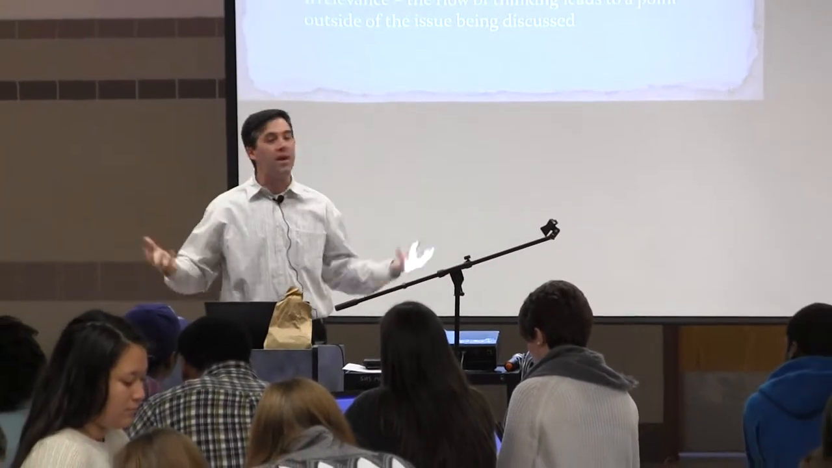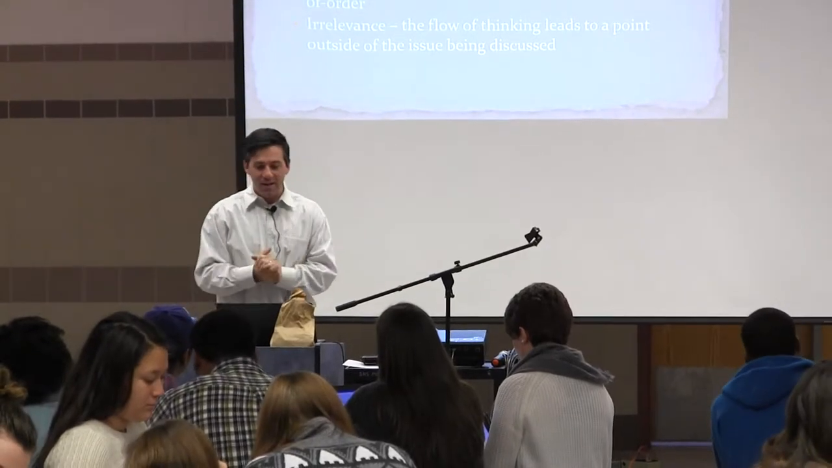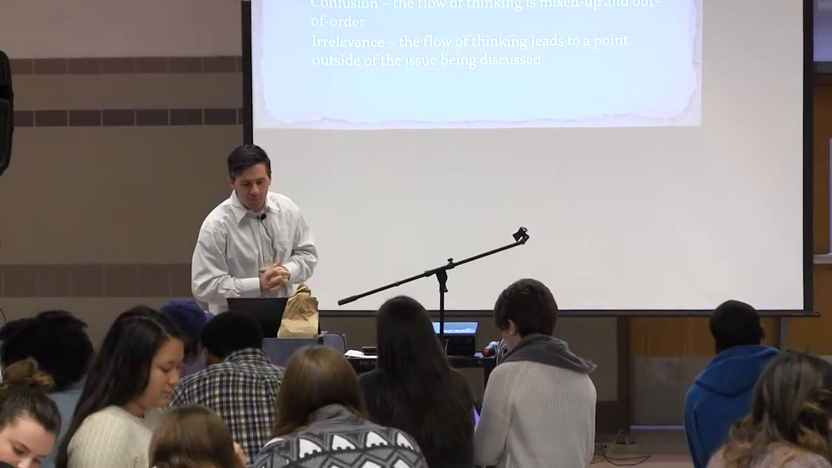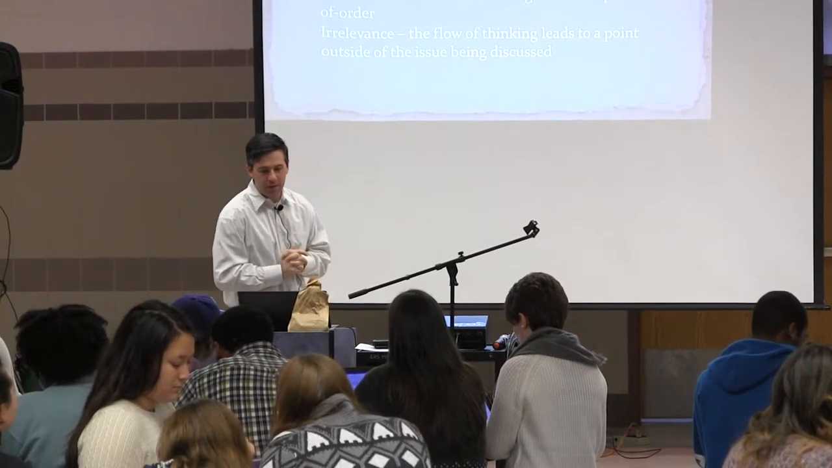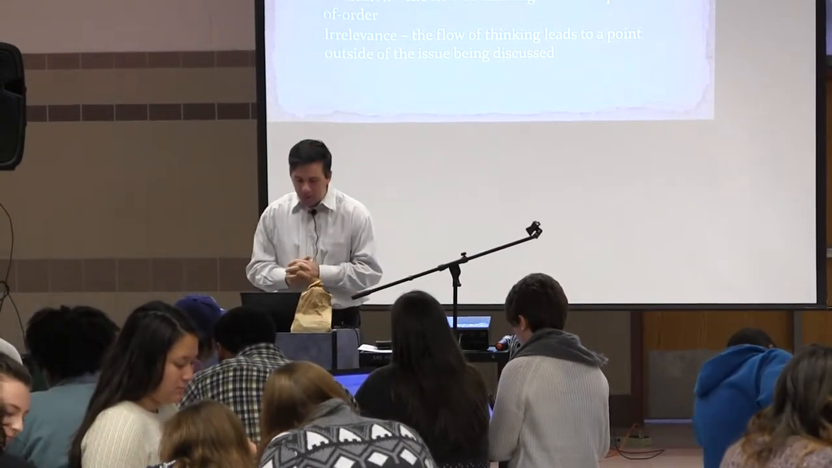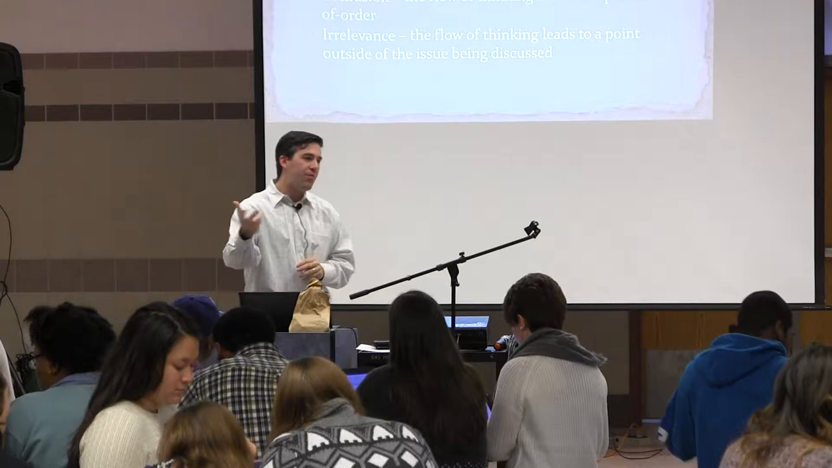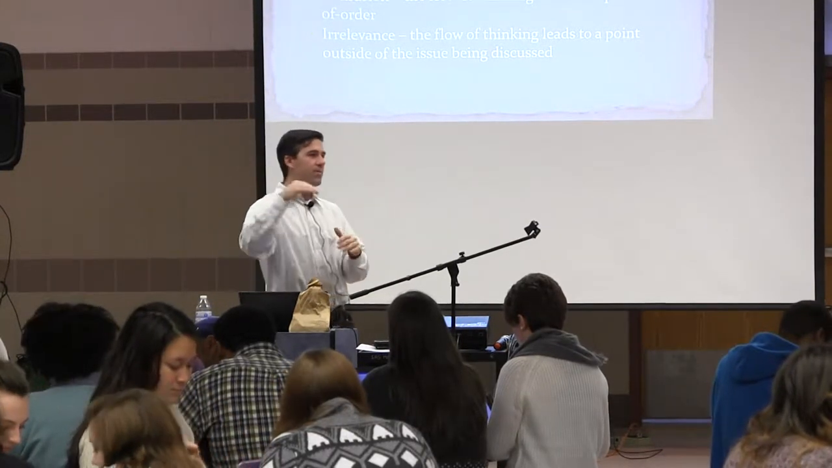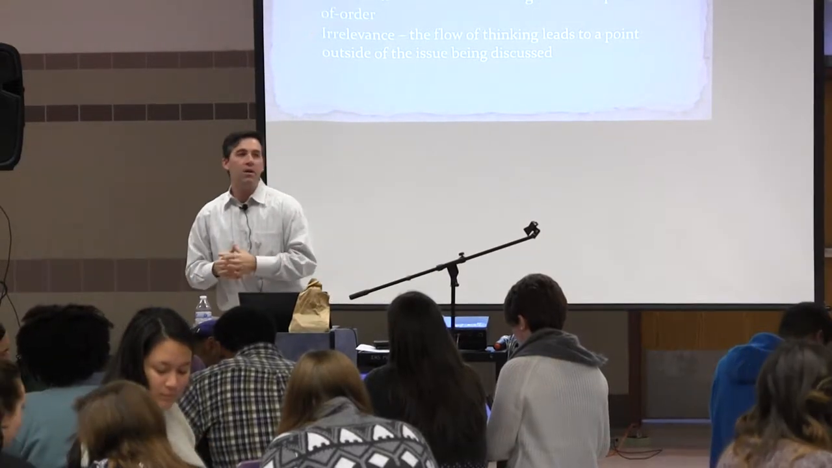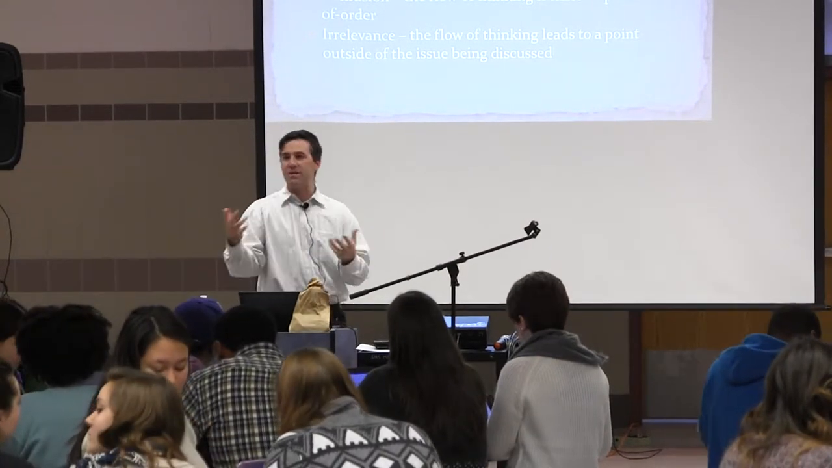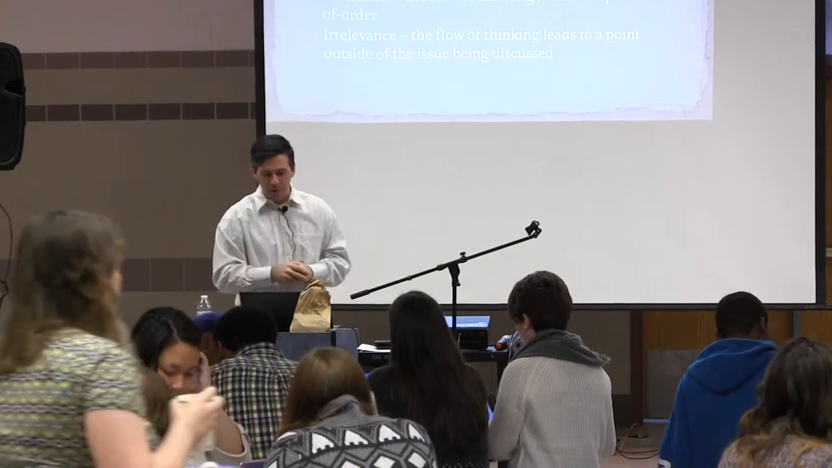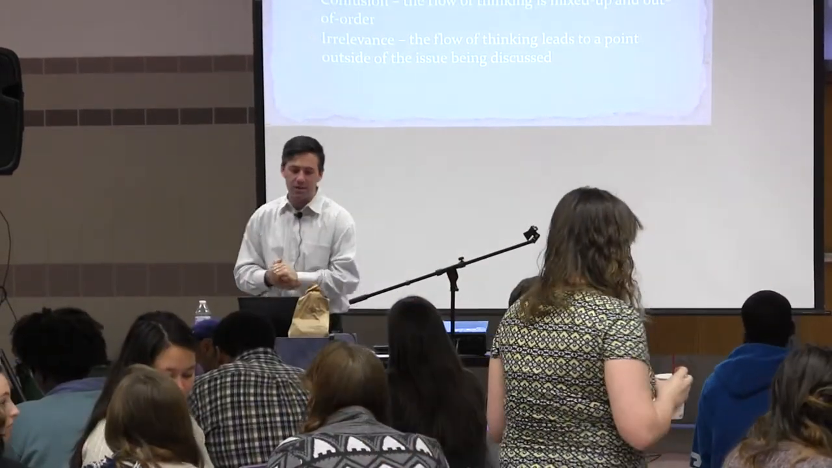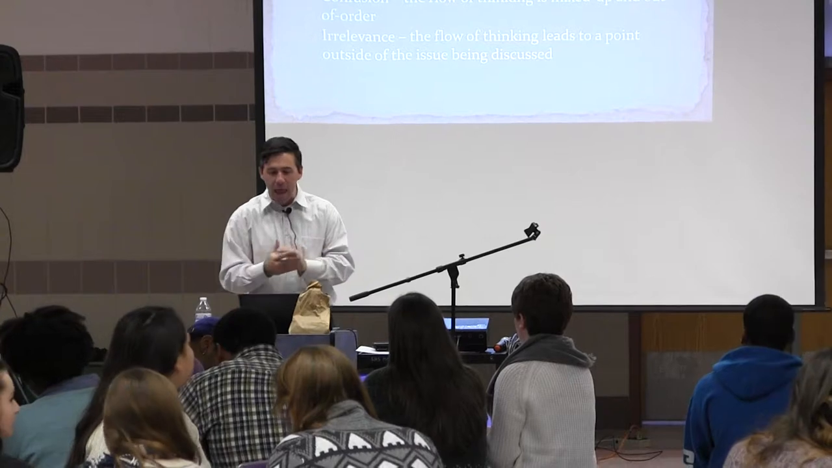And the two most common ways to commit an informal fallacy is by confusing someone or making an irrelevant point, right? Confusion, the flow of thinking is mixed up and out of order. Irrelevant, the flow of thinking leads to a point outside of the issue being discussed. So you have before you a sheet, I think there are like 18 or 19 informal fallacies. Different people have different lists of them. Aristotle came up with a famous list that was sort of the first one in rhetoric.